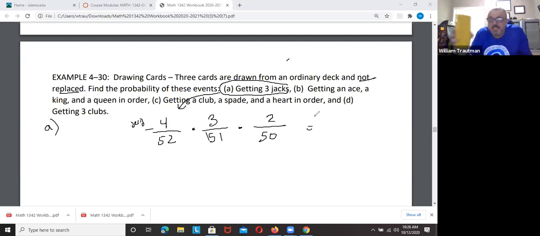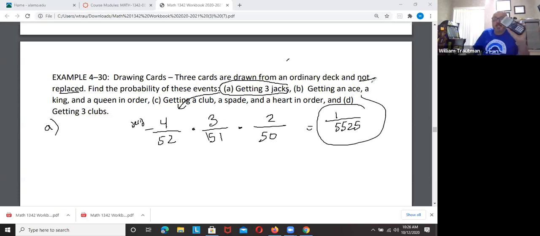We just have to be able to put that in our calculator. 4 divided by 52 times 3 divided by 51 times 2 divided by 50. And I'm going to hit math number 1 to change it back to a fraction. And the reduced fraction is this. I get a scientific number, but then I go to my calculator, hit math number 1, and I get that. I hope you guys try this along and see if you got the same thing I did.